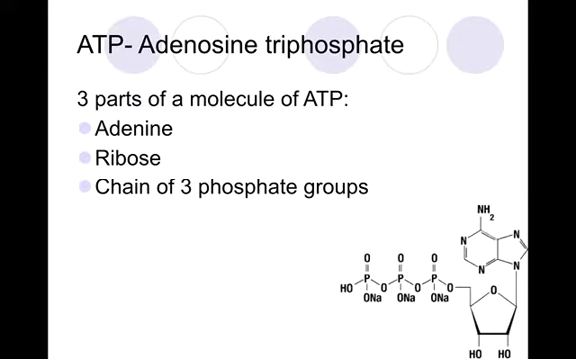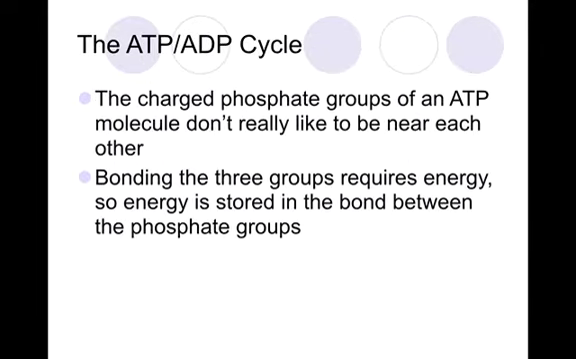ATP is adenosine triphosphate. It has three parts to it. The first part is adenine. Second part is ribose, the same sugar that's in RNA. And then lastly is a chain of phosphate groups. And if you look on the picture down here, you can see the 1, 2, 3 chains of the phosphate groups. That's where the energy is stored.